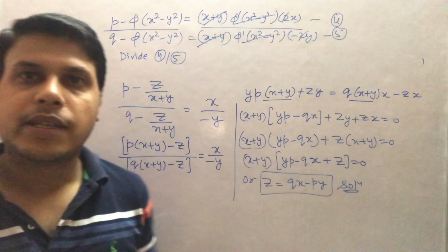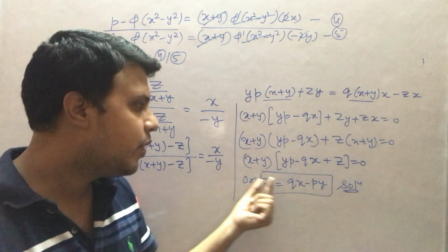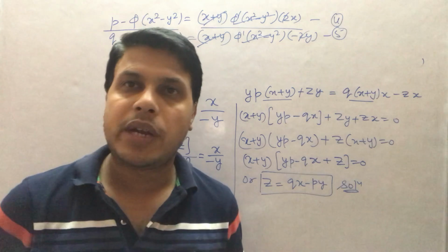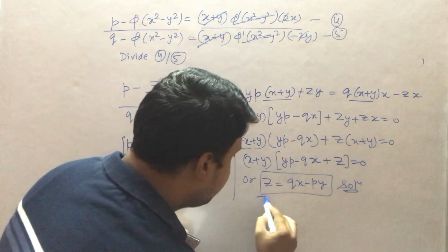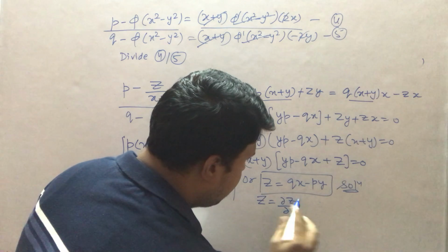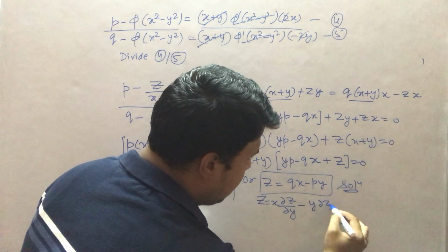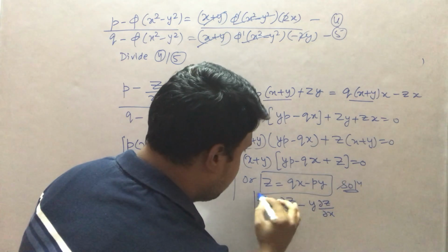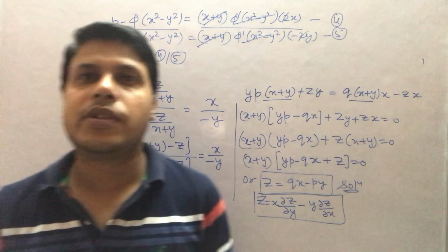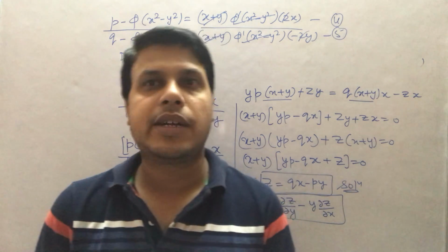So after solving the steps, we have reached the final step in which we can see that z equals qx minus py is the required solution. And if I try to write it in the derivative form, so this is going to be the formation of the partial differential equation of the original equation that was given.